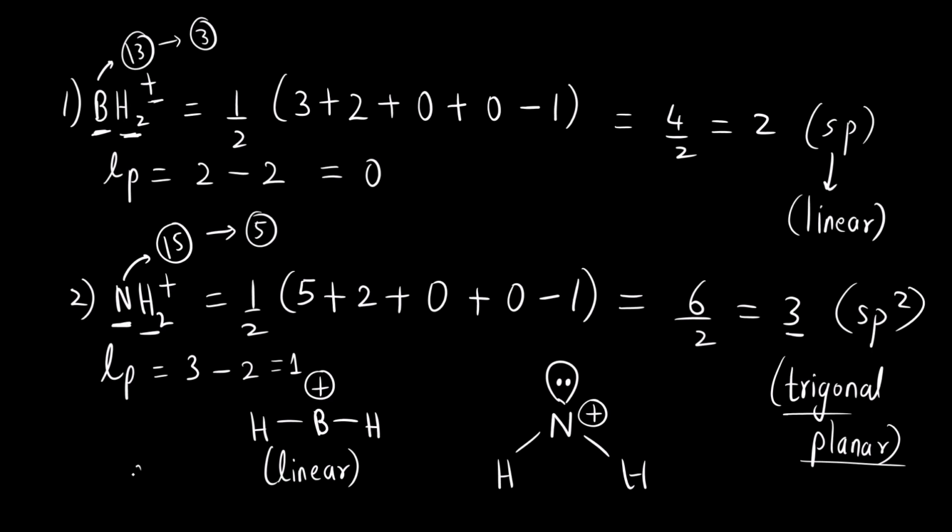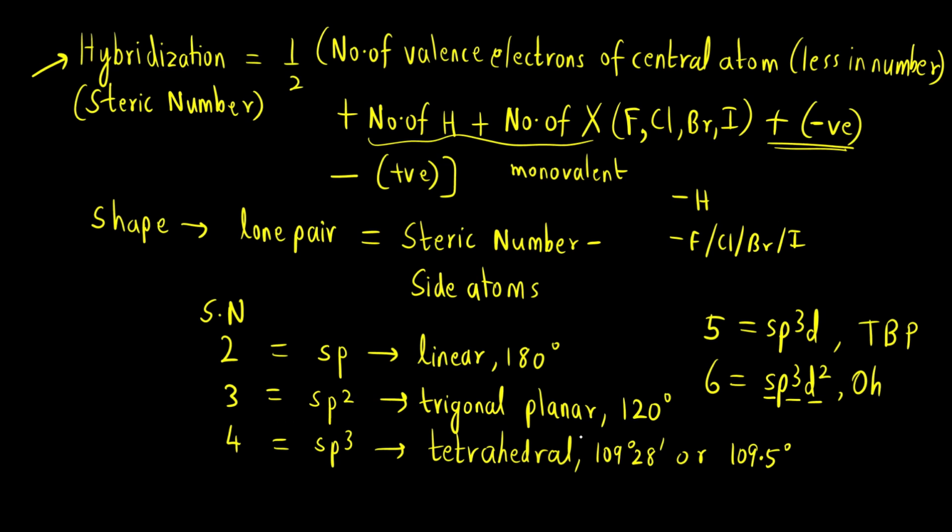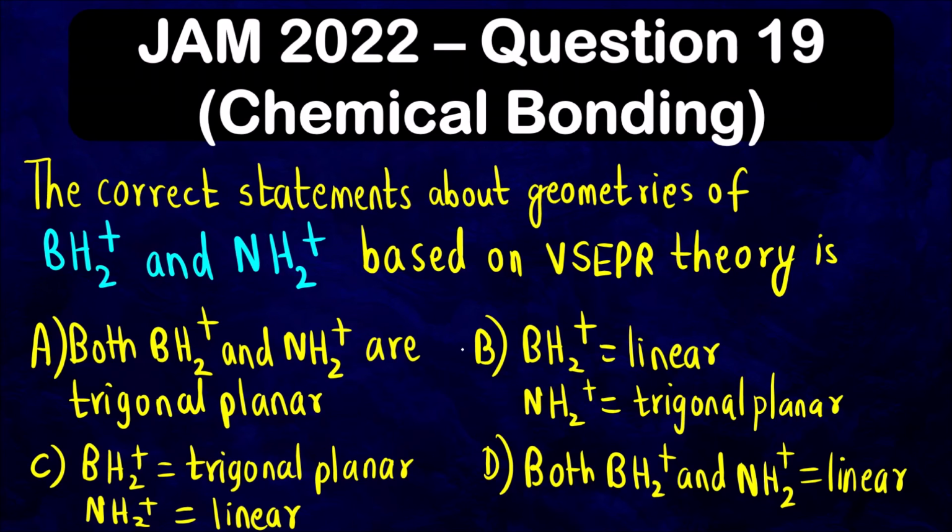Okay, for finding out the shape, what do we consider? We consider lone pair. We take lone pair into consideration. Now nitrogen, here what will be the shape? Geometry is trigonal planar, but shape will be, you can see, a bent shape. Okay, you can say angular or bent. Okay, so BH2 plus is linear, NH2 plus is bent. So linear and trigonal planar, that is the geometry. So the correct answer is option B.